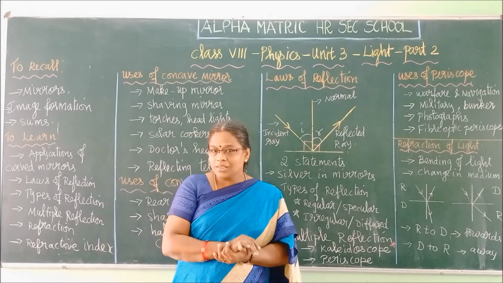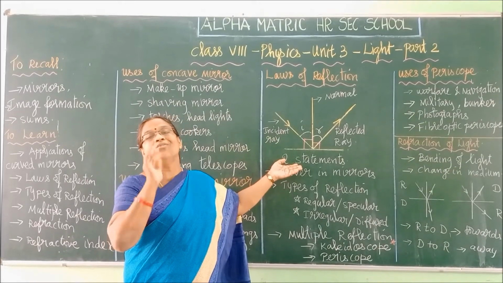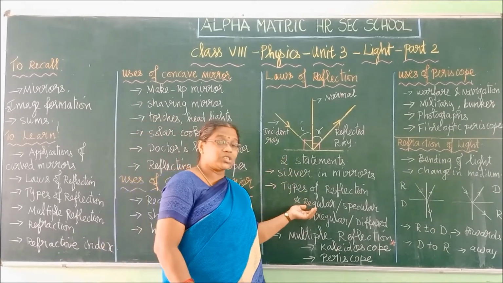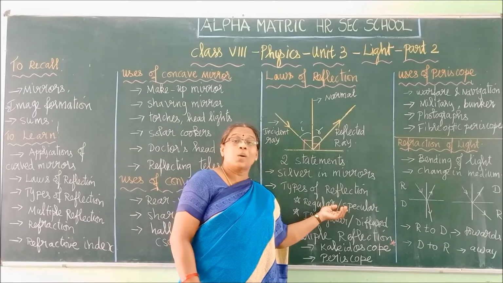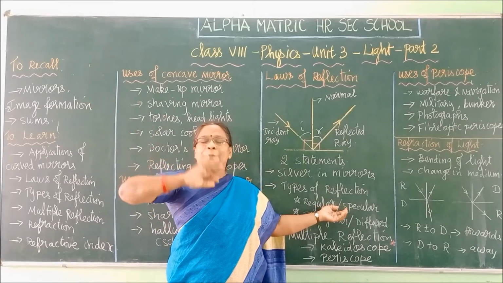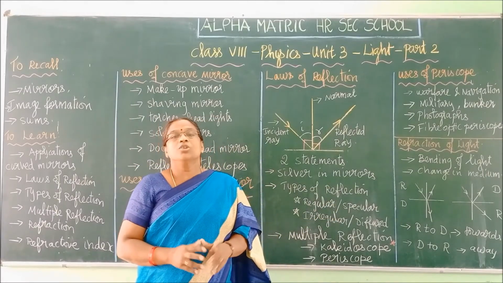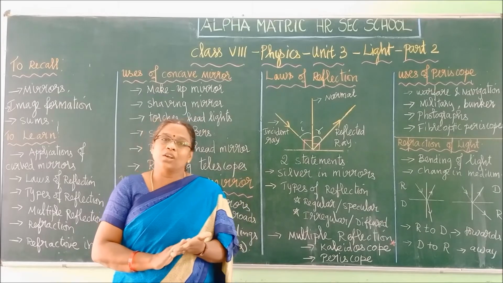Two laws we learned, children, here. Two statements we have learned. Those two statements will be followed in regular reflection. So clearly one incident ray will have a properly traveling reflected ray. So that type of reflection is called regular reflection.